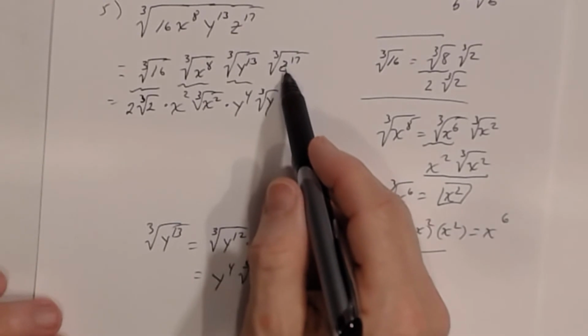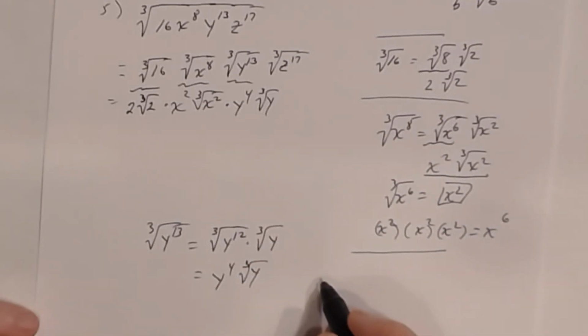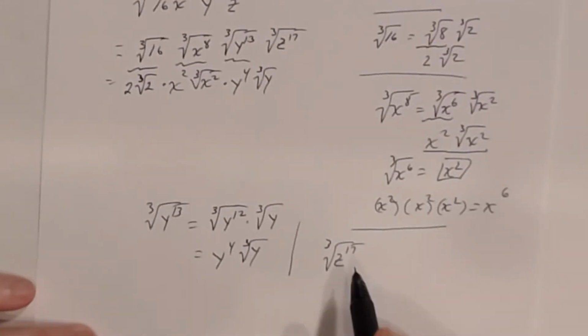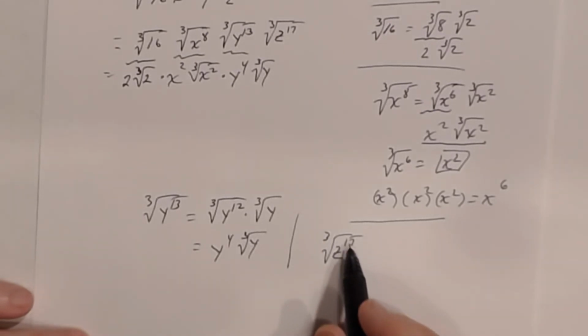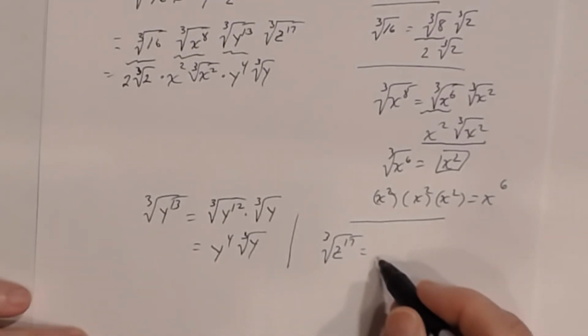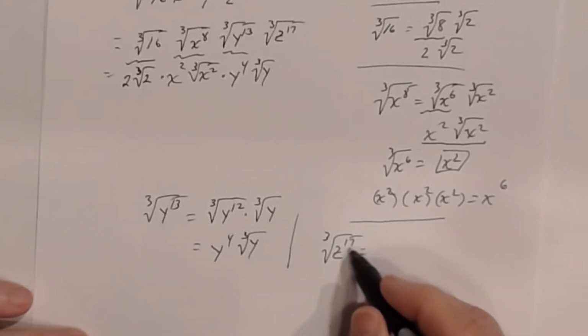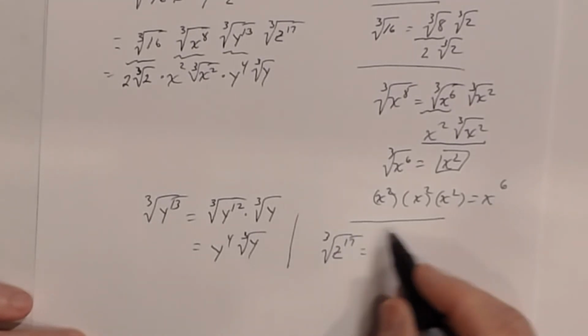Now let's talk about the cube root of z to the 17th. Let's simplify that. I can simplify this because 17 is greater than or equal to 3, but 17 is not divisible by 3, so we've got to delve into it a little bit more. What's the largest whole number less than 17 that's divisible by 3? It's not 16, but it is 15.